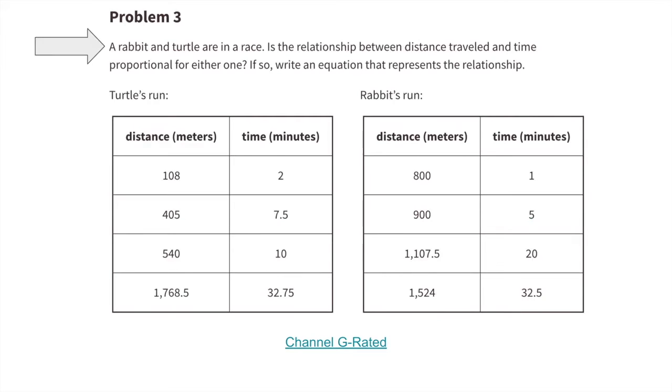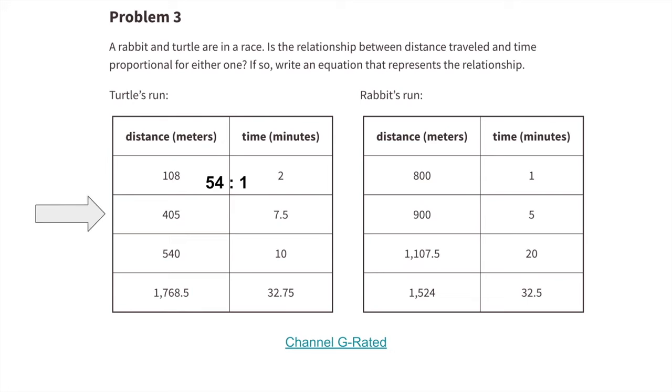Number 3. A rabbit and turtle are in a race. Is the relationship between distance traveled and time proportional for either one? If so, write an equation that represents the relationship. The turtle runs a distance of 108 in 2 minutes. That's a 54 to 1 ratio. 2 divided by 2 is 1, and 108 divided by 2 is 54.